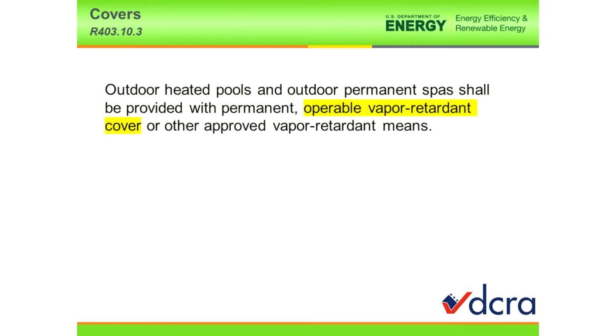All right, now we're talking about swimming pools. Outdoor heated pools and outdoor permanent spas shall be provided with a permanent operable vapor retardant cover or other approved vapor retardant mediums, okay? So that's new, because the operative word is operable. At first it was just vapor retardant cover. Now it has to be able to roll on and roll off, so to speak, okay?